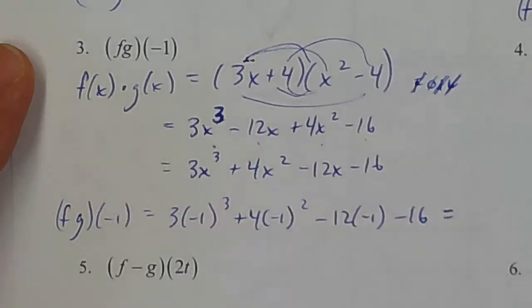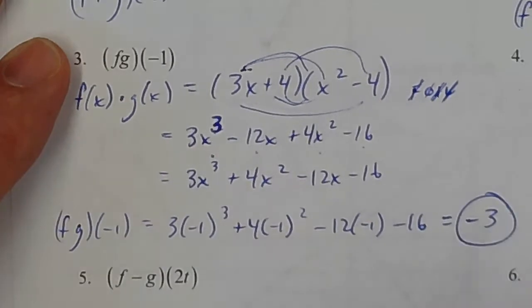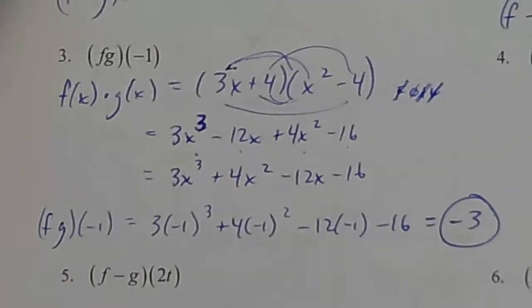Okay, so we didn't punch this in the calculator yet. I got it for you. It's -3. Okay, moving on to the quotient function.